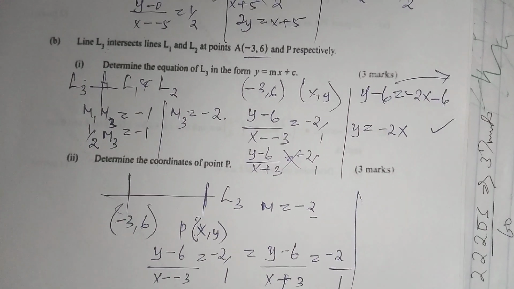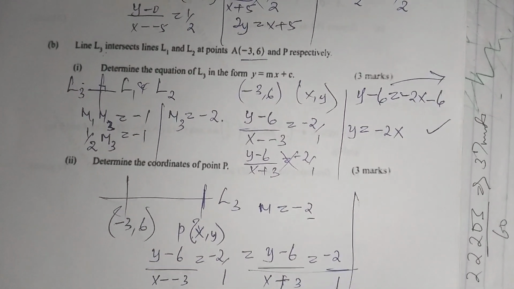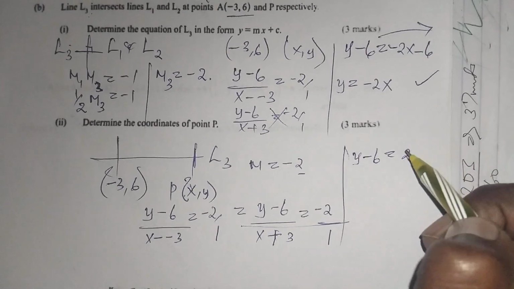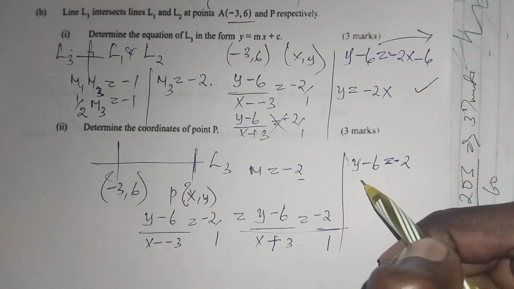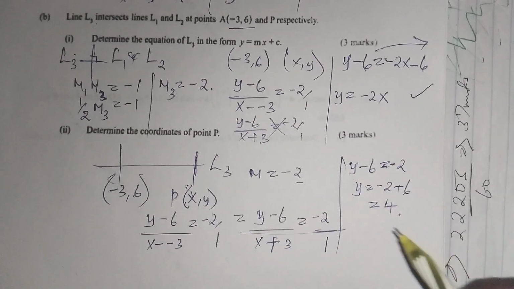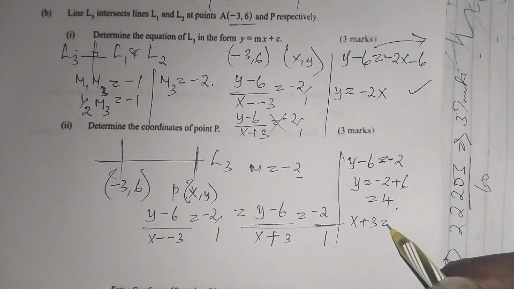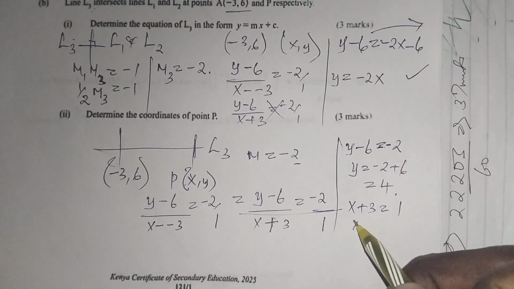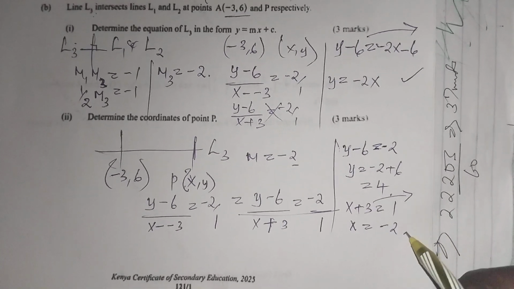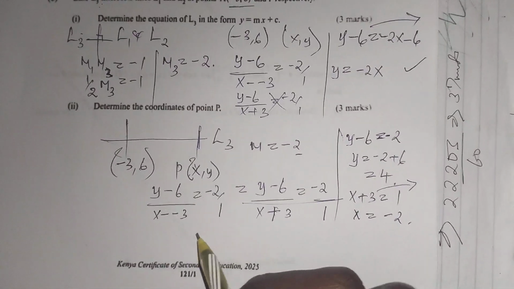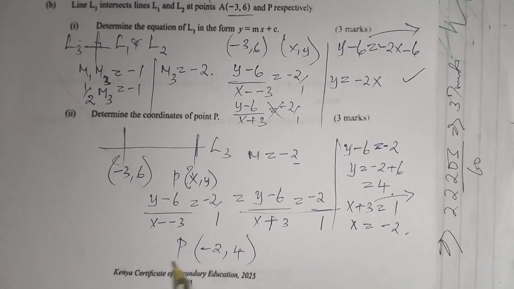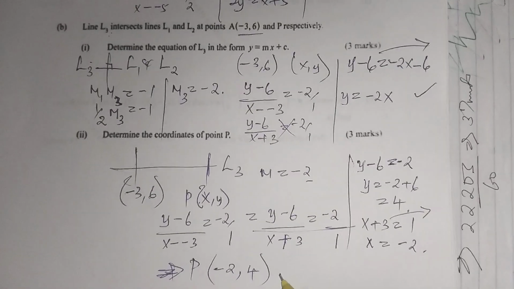So basically you solve the upper part and the lower part. If you have y minus 6 giving you negative 2, it means your y will be negative 2 plus 6, we have positive 4. Then if you have x plus 3 is equal to 1, now your x will be, this side minus 3, you have negative 2. So the coordinates will be (-2, 4). That's your answer.